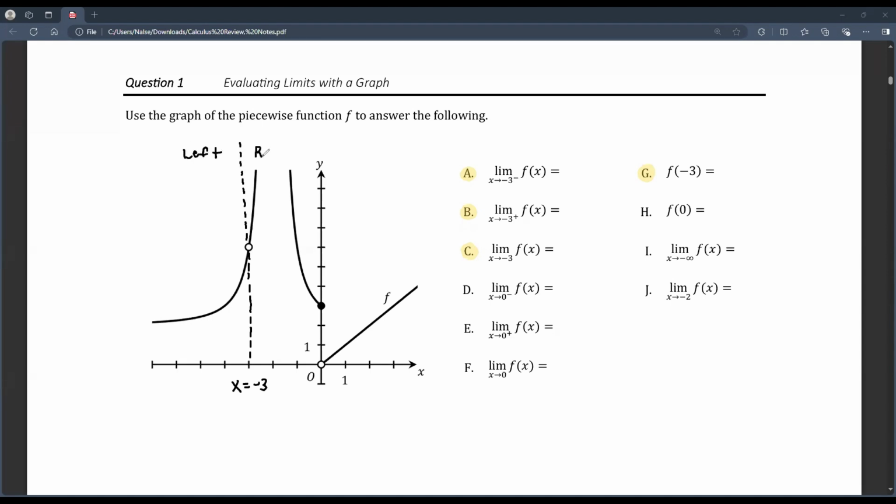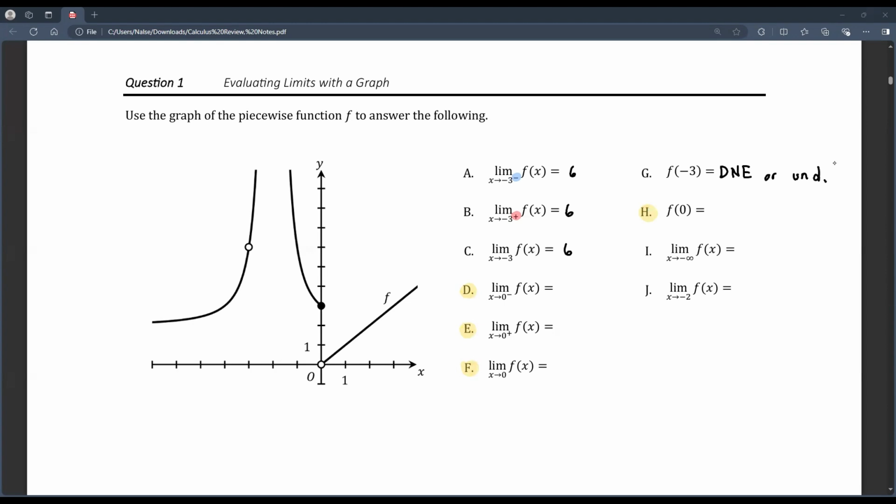Then, by following the path of the function from the left-hand side, we see the function going to this open circle, which represents a missing point or a hole in the graph. This limit appears to be 6, just like the right-hand limit. And because these limits are the same, we can say the limit overall is 6 too. But there does not appear to be a defined point at -3. This means that f of -3 does not exist, or is undefined.